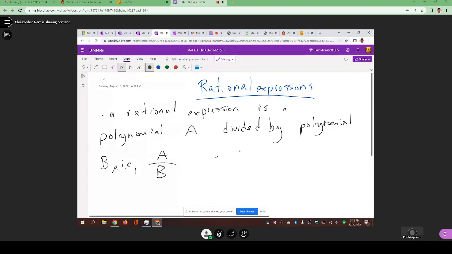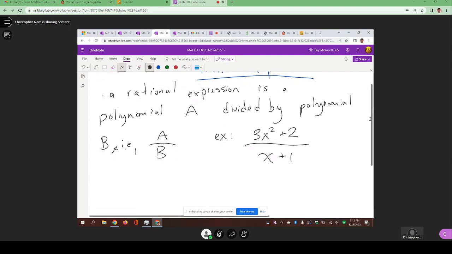So an example you might see: polynomials have terms and everything, and they also have variables. So let's take 3x squared plus 2 over x plus 1. This is an example of a rational expression. Now, some expressions written as a fraction are not rational expressions. In particular, if you have a square root, let's say square root of x over x plus 1, this is not a rational expression.